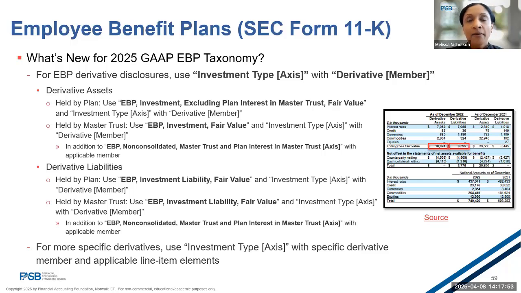Now, when it comes to tagging the more specific derivative disclosures, the investment type axis is also to be used with a more specific derivative member and applicable line items. So for example, if you see here, there's interest rate and contract information and commodities information also provided, then instead of just using the derivative member, the investment type axis with the interest rate contract member or the commodities member is intended to be applied. Next slide, please.